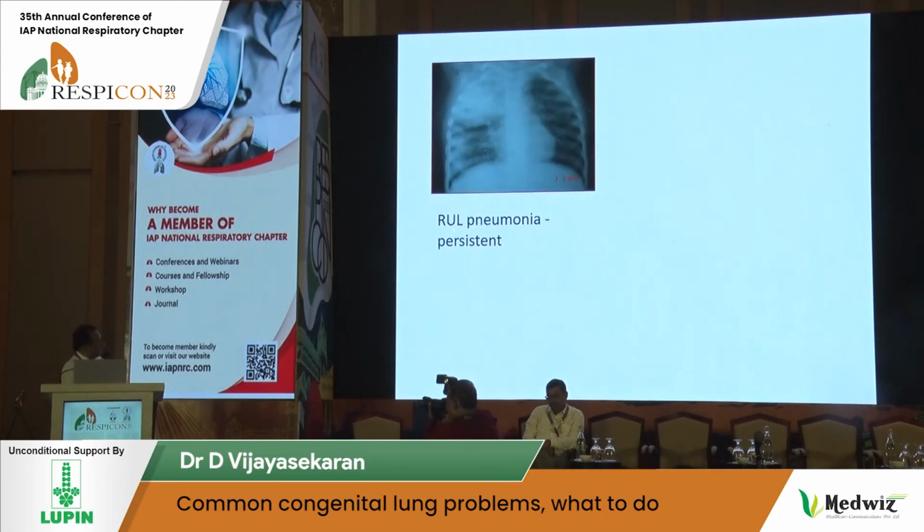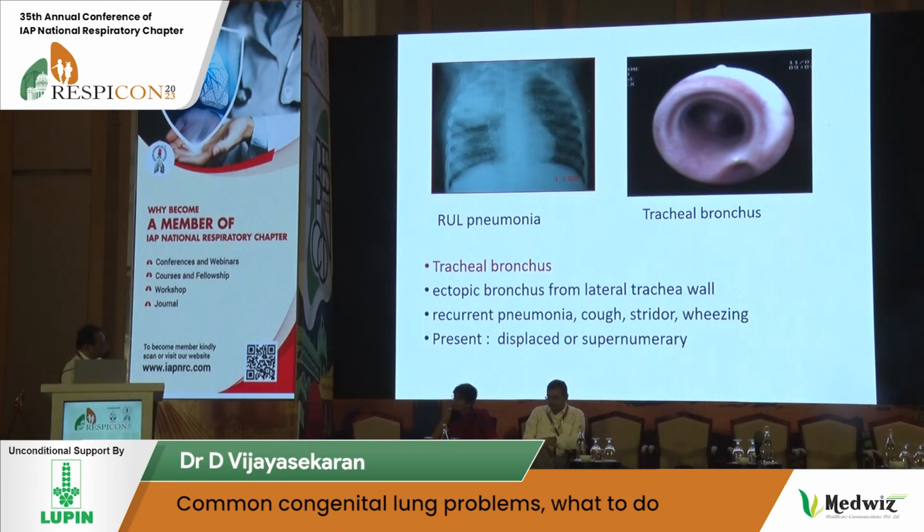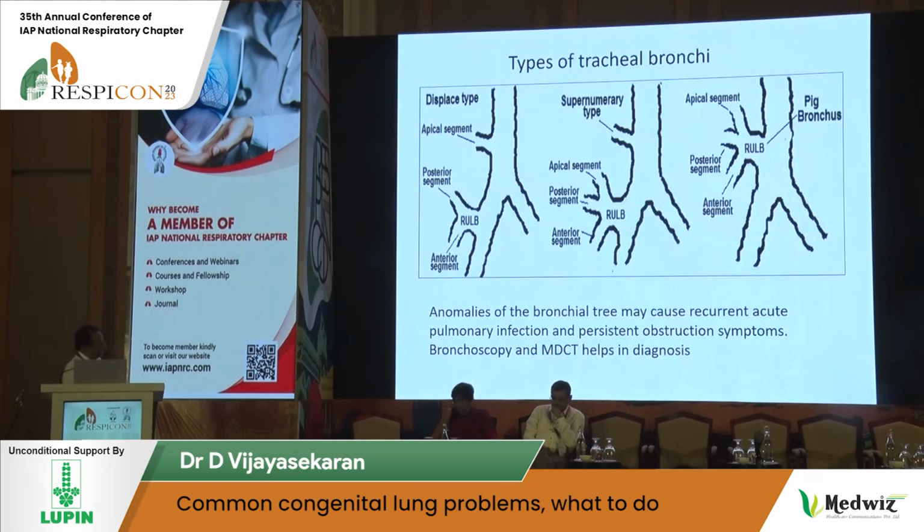And the last one, I think this has been treated as a persistent pneumonia of the right upper lobe. Admitted to several hospitals. Finally, we made a diagnosis: it's a tracheal bronchus. I am repeatedly telling you, any structural lesion, any radiological lesion happening below 1 year that is not responding to medical treatment, think of these structural things. Actually, this originates from the side. These are the three types of tracheal bronchus. You can see it may be a displaced one, or a supernumerary one, or something like a pig bronchus, which is also quite possible.